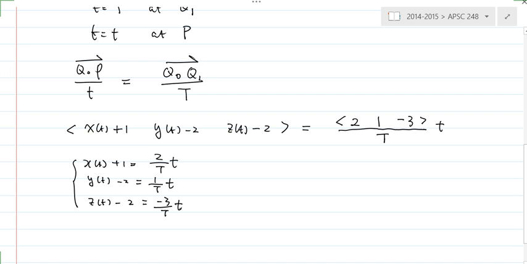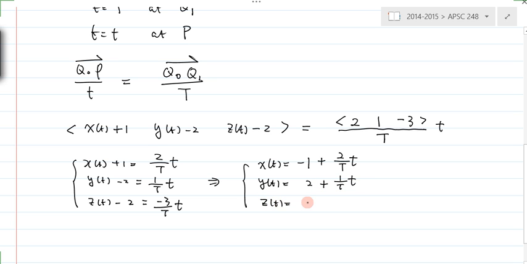Was that good? Yeah. So let's sort it out one more step here. So we get x of t equal to -1, move the 1 to the other side, plus 2 over T small t. Y of t equal to 2 plus 1 over T small t. And z of t equal to 2, no, minus 3 over T small t. Okay?